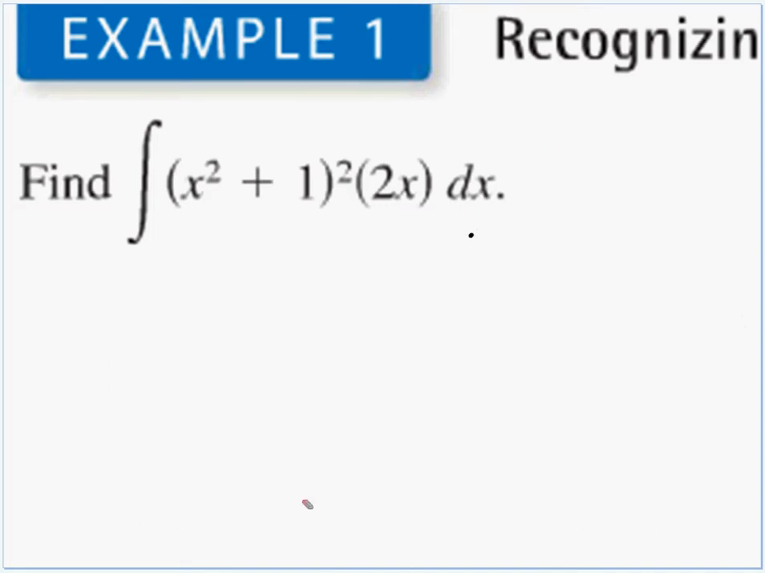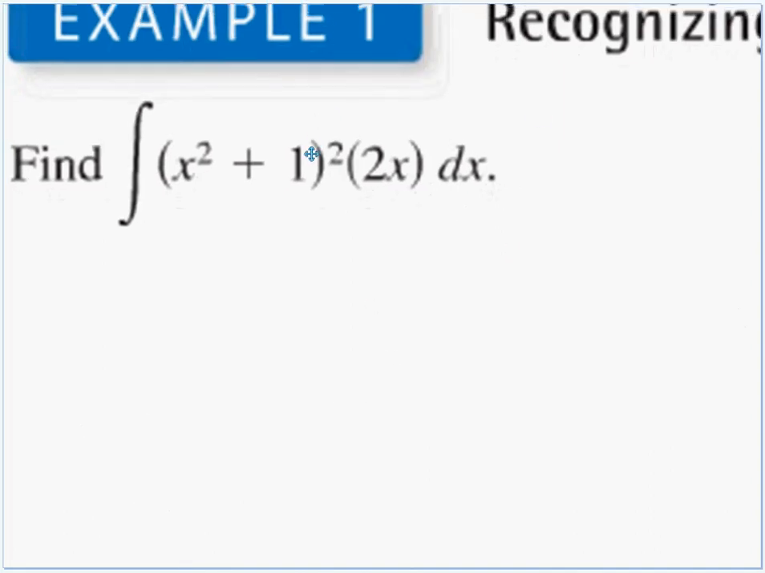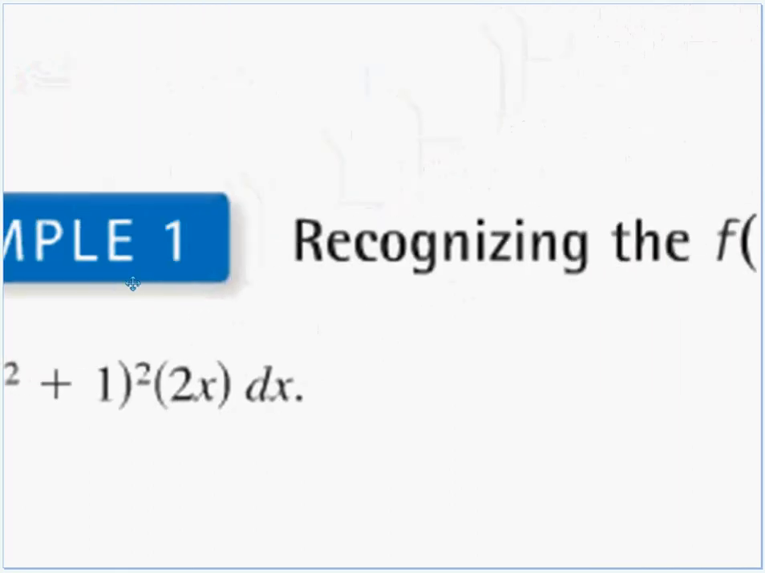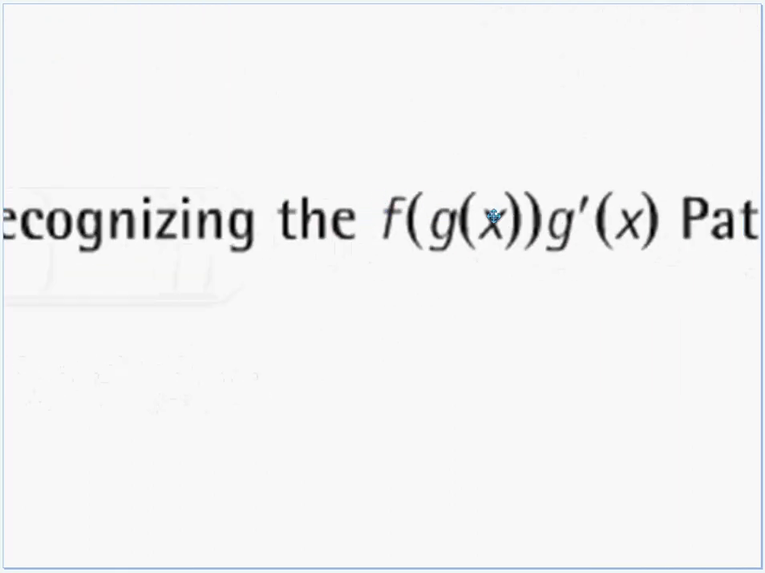So let's see here. I see a set of parentheses, quantity squared. So let's say I'm going to assume, and let me even go to the notation again. So we've got f of g of x.